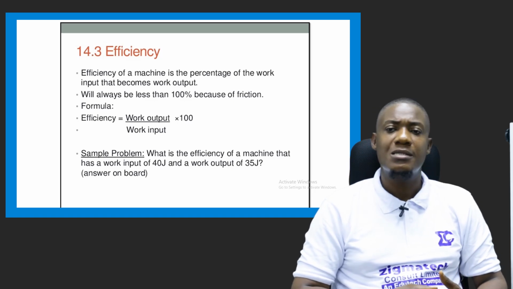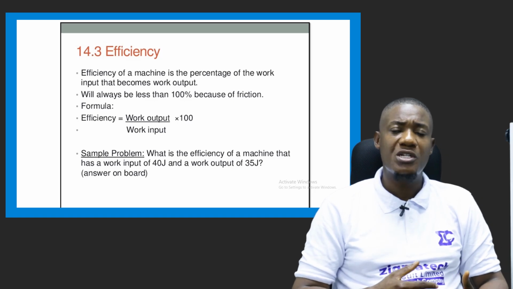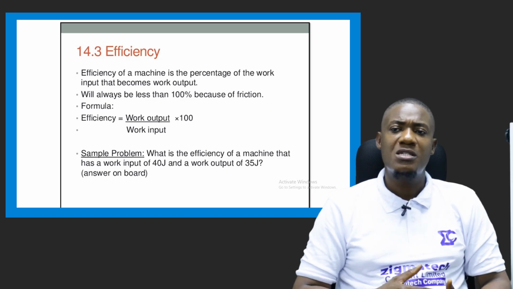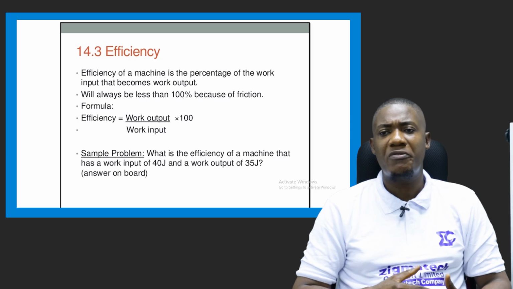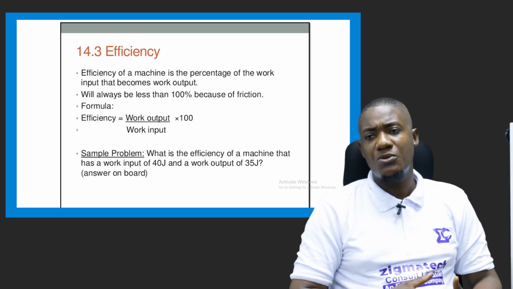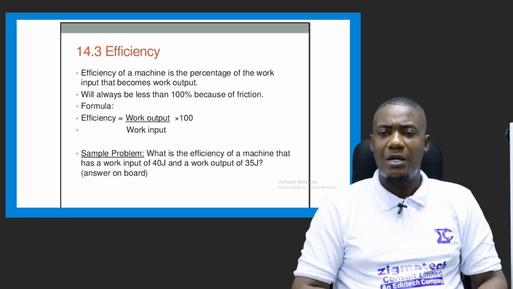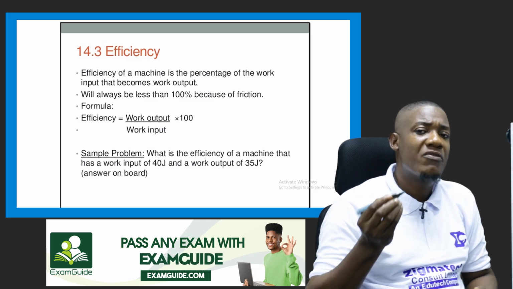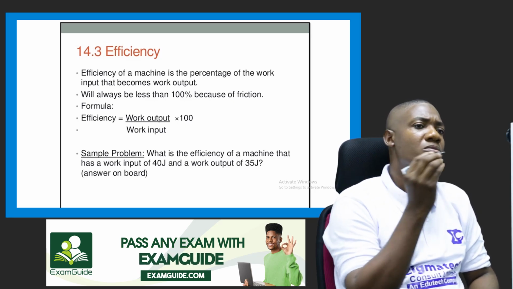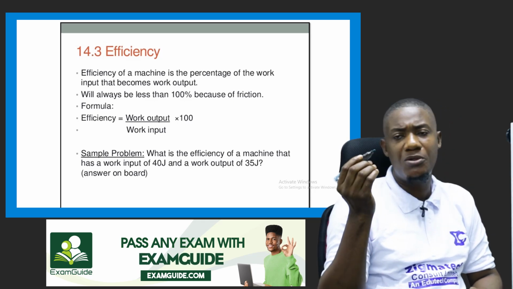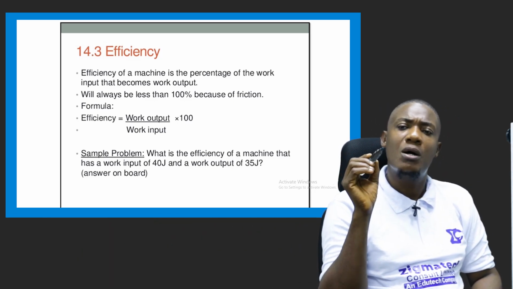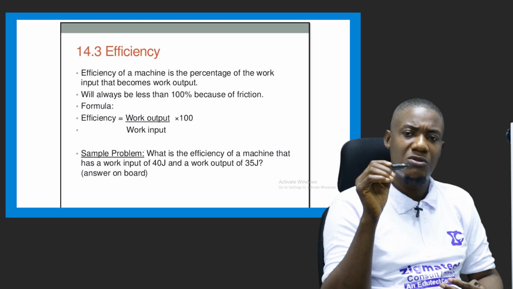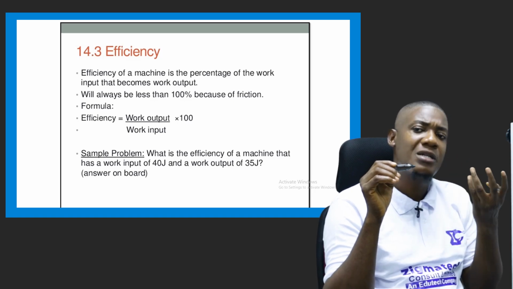Let's take this example and calculate the efficiency of this machine. What is the efficiency of a machine that has a work input of 400 joules and a work output of 35 joules? I need you to understand that anytime you are given any problem to solve, you need to bring out the parameters given. It will enable you to know which of them to place where. It makes it easier for you to also remember the formula to use.